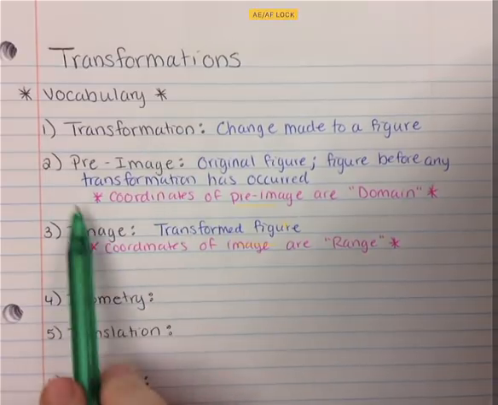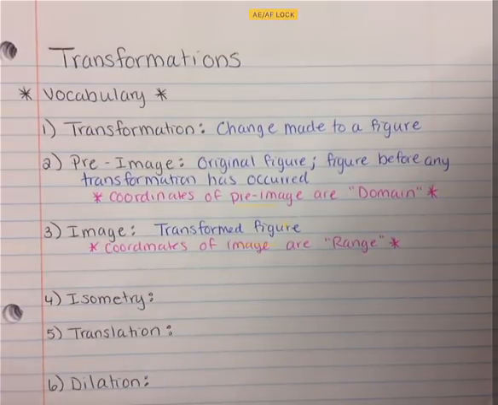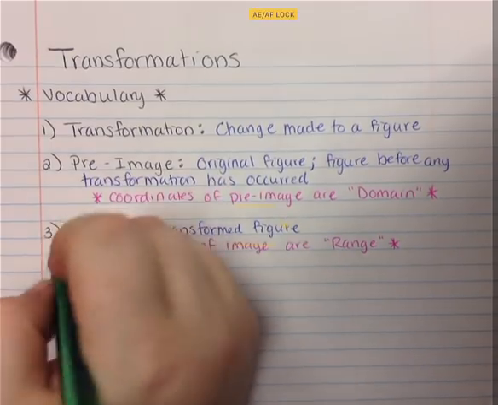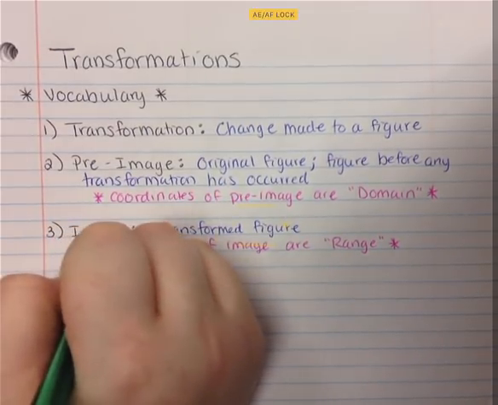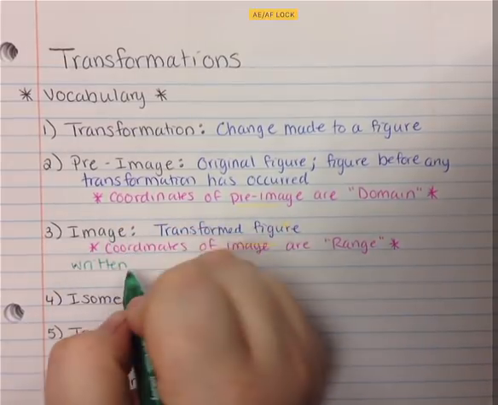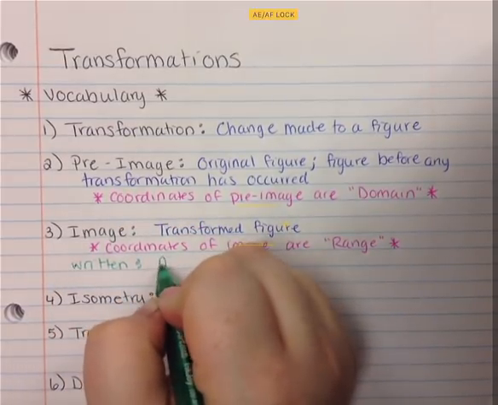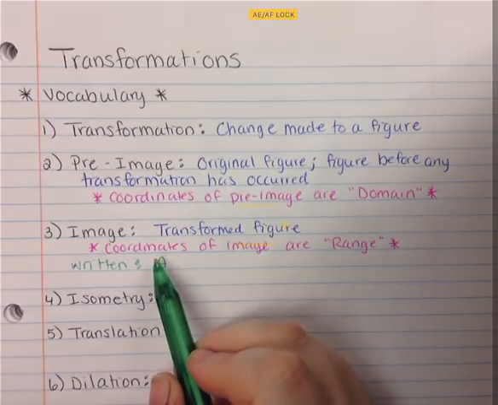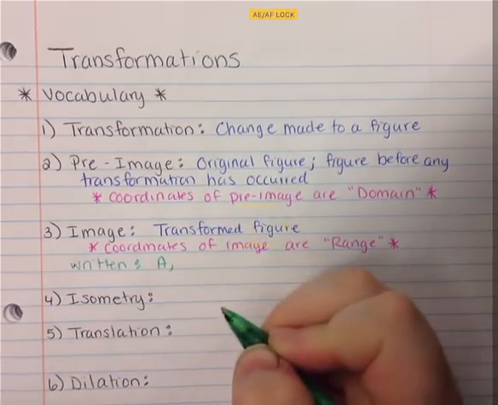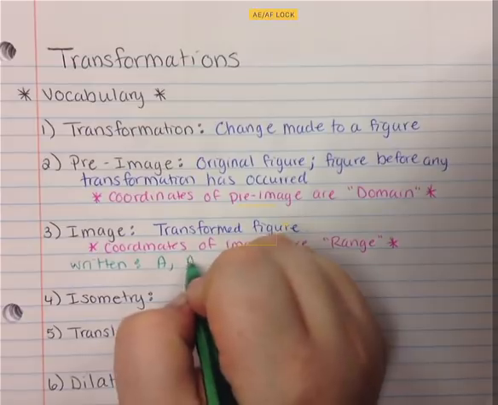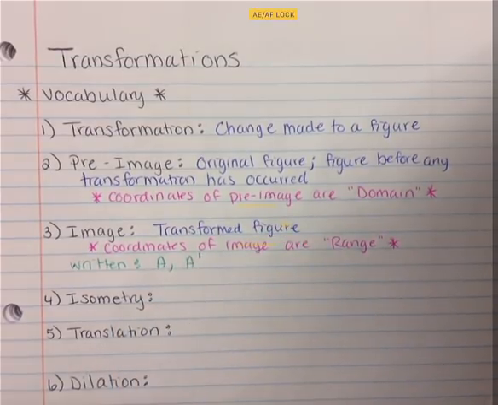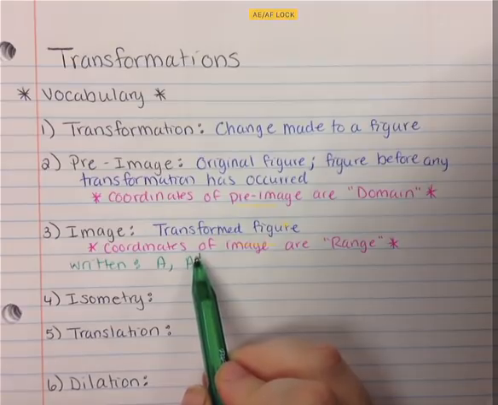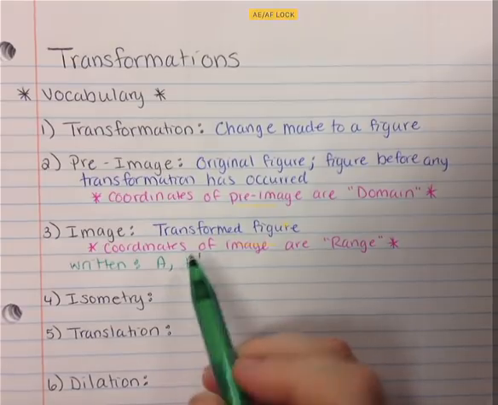The pre-image is where we use the original letters like A, B, C. But the image is always written from the pre-image. If the pre-image is labeled A, that's our pre-image. So then what we do when we transform it, it turns into what's called A prime. So it almost looks like an exponent of 1. That's not an exponent, but it is called A prime.